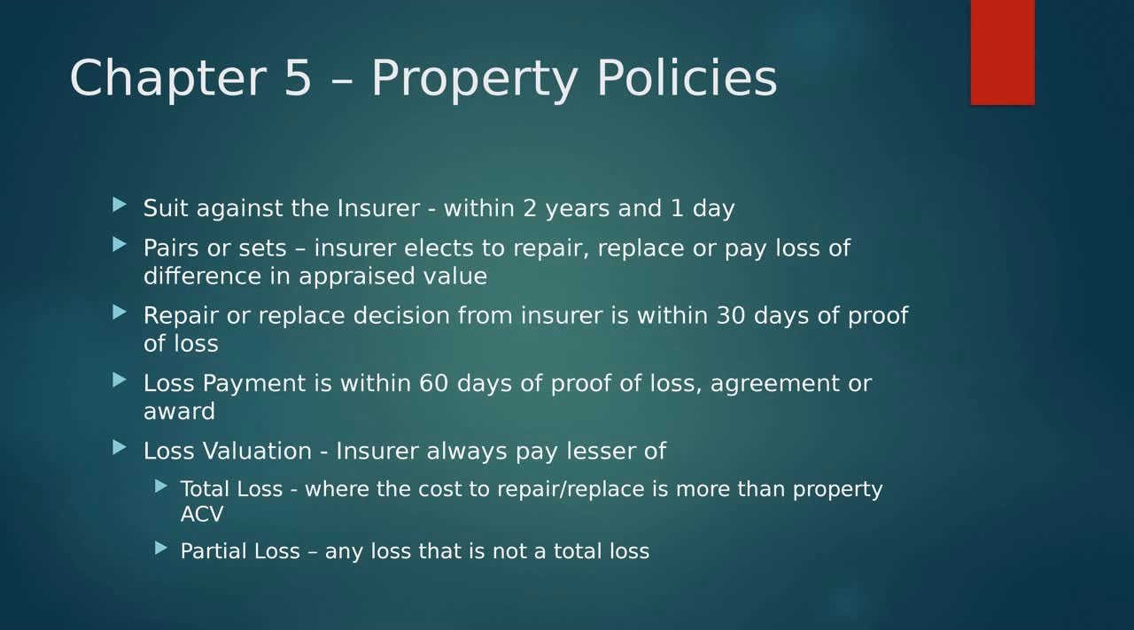The insurance company is required to declare their option to either repair or replace within 30 days of the submission of the proof of loss from the insured. And loss payment is due within 60 days of the proof of loss agreement or other award to the insured. In the event of catastrophic losses such as hailstorms, tornadoes, or hurricanes, they can extend this for good cause.